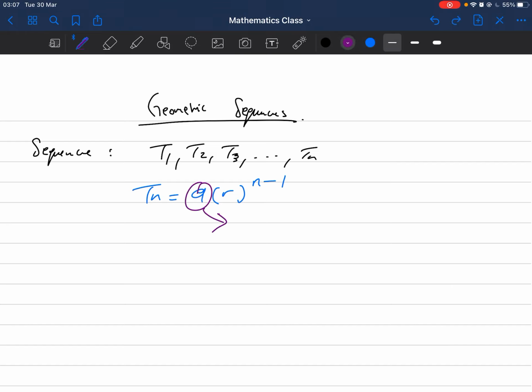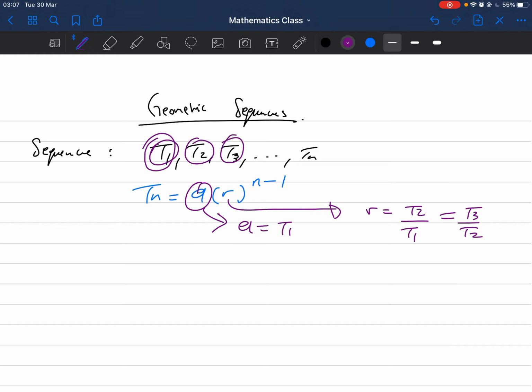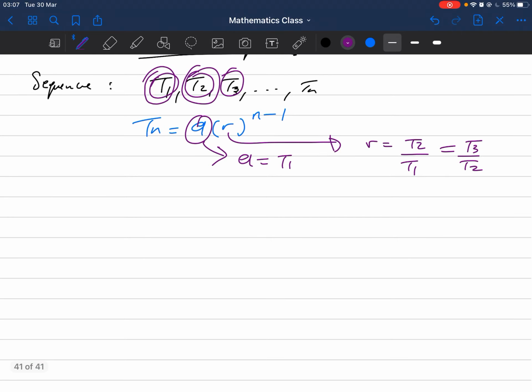Where A is your T1, your first term. This is your T1, your first term in your sequence. And then your R is T2 over T1, and your R has to be the same as T3 over T2. So T2 over T1 or T3 over T2, that's your R.